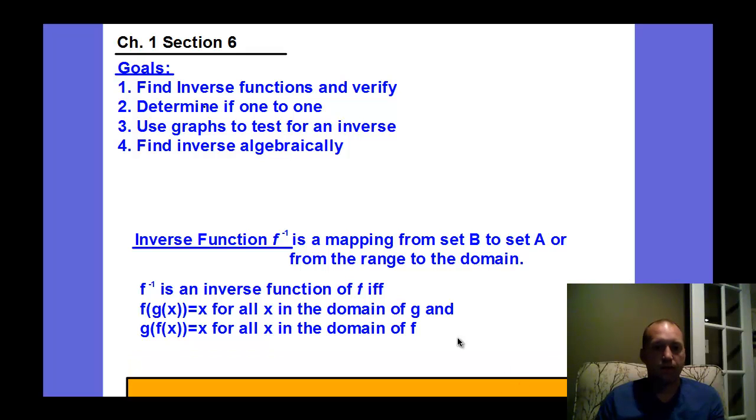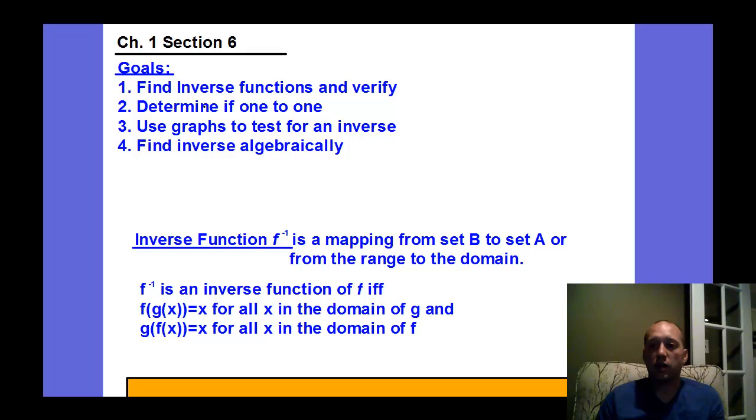So in the notation, f to the negative 1 is an inverse function of f if and only if. That double f is on purpose. It means if and only if, so it goes both ways. So the inverse of f is a function of f if f of g of x equals x and if g of f of x equals x. So you have to check both of these to make sure that they are inverses.